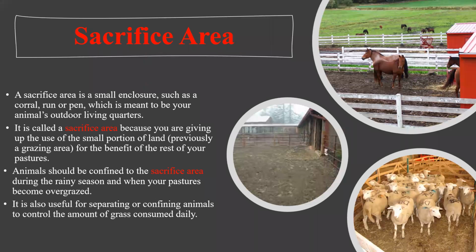Sacrifice area. A sacrifice area is a small enclosure such as a corral, run, or pen, which is meant to be your animal's outdoor living quarters. It is called a sacrifice area because you are giving up the use of a small portion of land that you were previously grazing for the benefit of the rest of your pastures. Animals should be confined to the sacrifice area during the rainy season and when your pastures become overgrazed. It is also useful for separating or confining animals to control the amount of grass consumed daily.